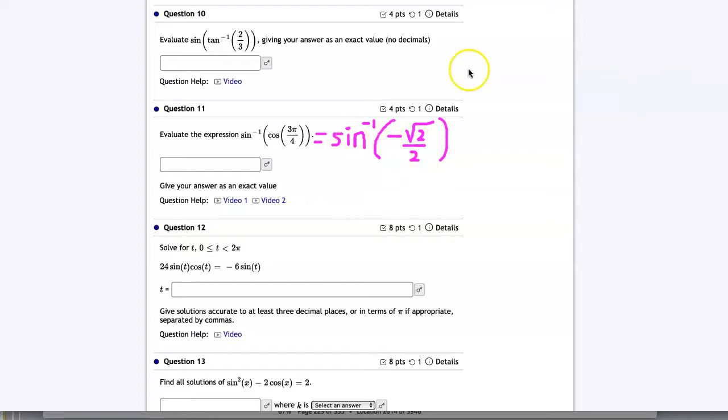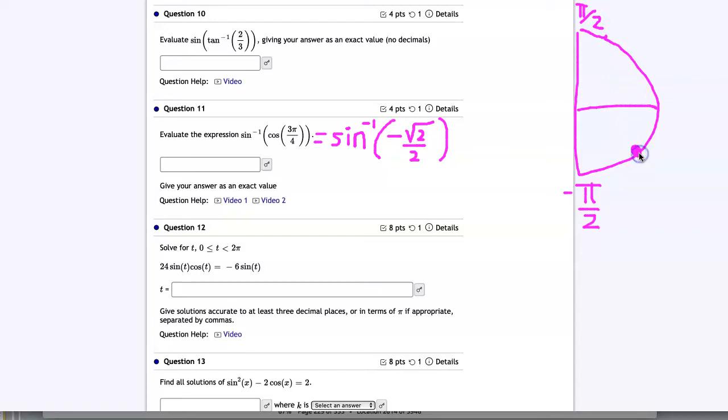Now remember that sine inverse, like tangent inverse, exists in this moon right here. Cosine has the rising sun, sine has the moon. Now the moon goes from negative π/2 up to positive π/2. So when we're looking for the sine value of -√2/2, that value is going to exist down in the fourth quadrant.